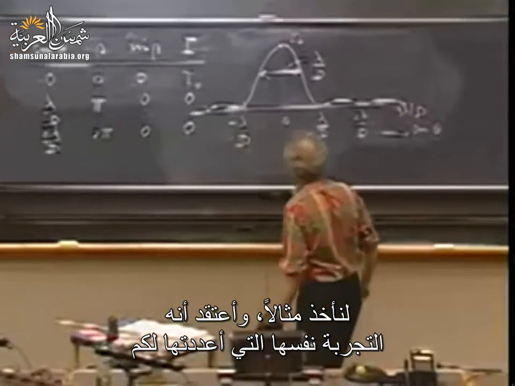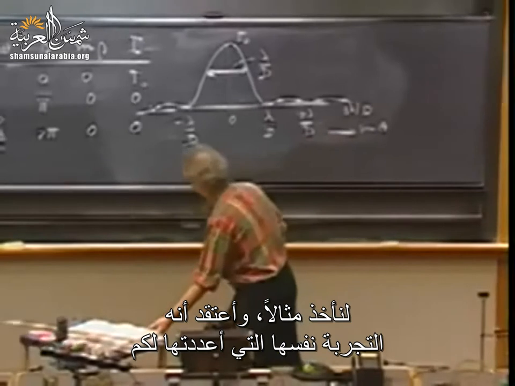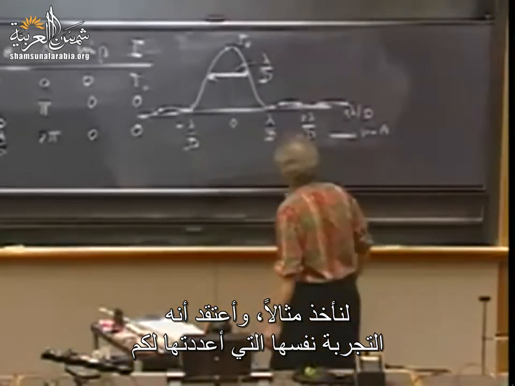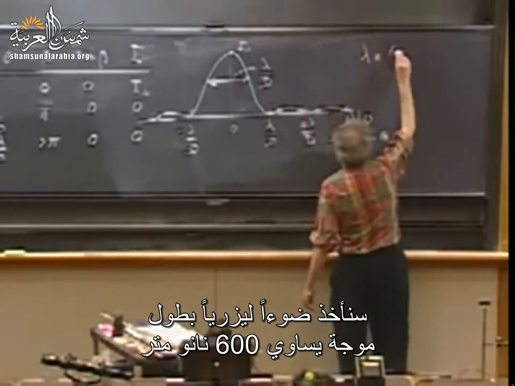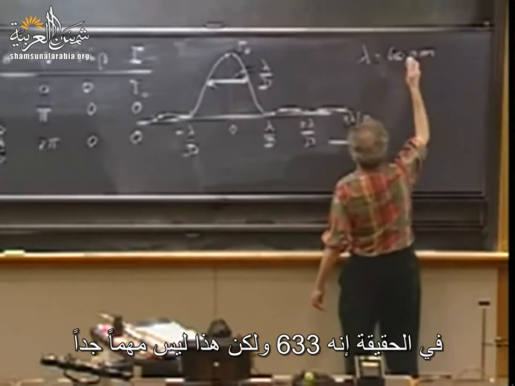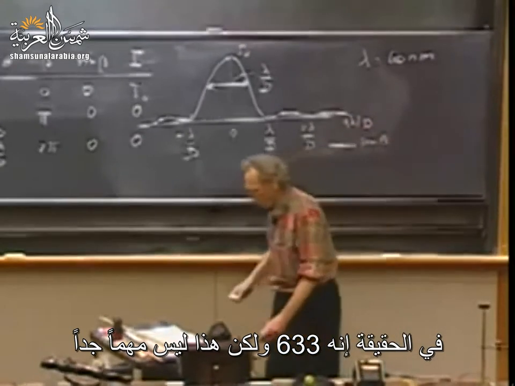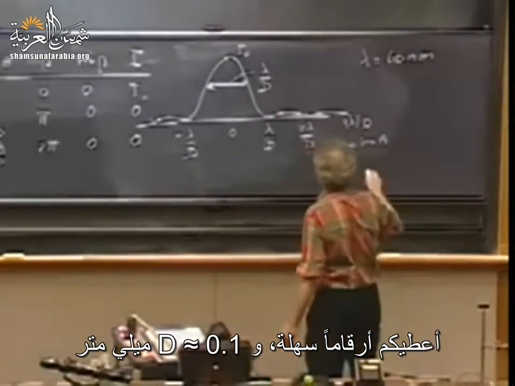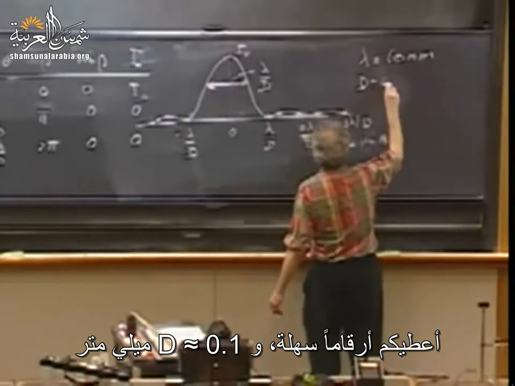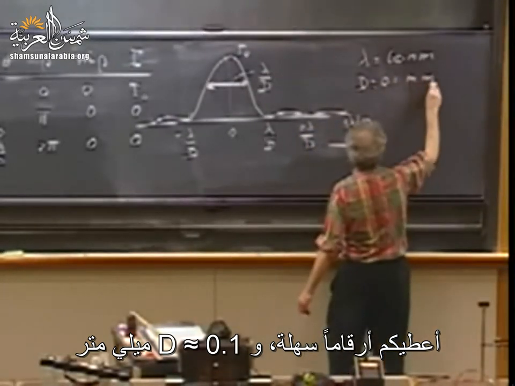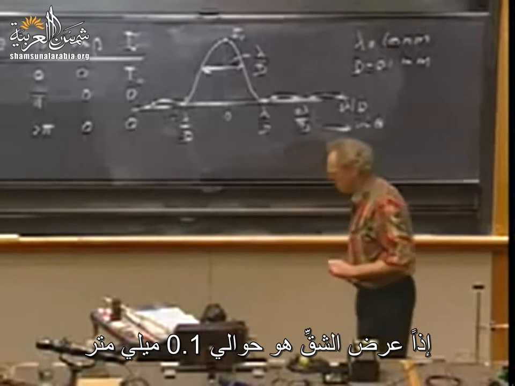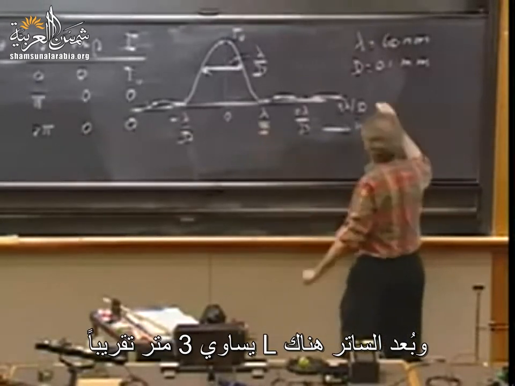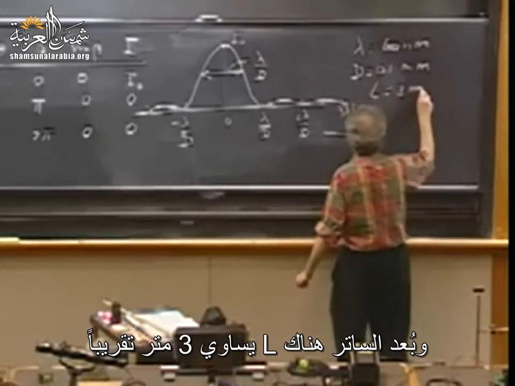So let's take an example, which is, I think, the demonstration that I have lined up for you anyhow. We'll take laser light, which is about 600 nanometers. The fact that it is 633, of course, is not so important. I give you easy numbers. And suppose we have D, which is about 0.1 millimeters. So we have a slit, which has a width opening of only 0.1 millimeters. And we'll put a screen there, L, at a distance of about 3 meters.